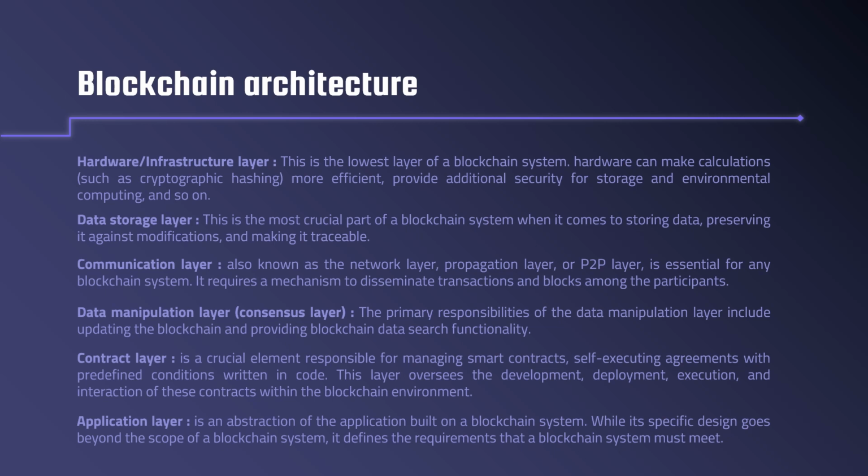Application layer is an abstraction of the application built on a blockchain system. While its specific design goes beyond the scope of a blockchain system, it defines the requirements that a blockchain system must meet. The application layer ensures the deterministic nature of the blockchain. It contains the programs that users employ to communicate with the blockchain network. These facilitate communication between consumer devices and the blockchain.